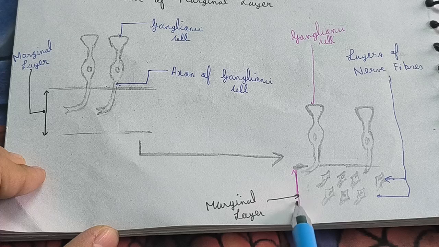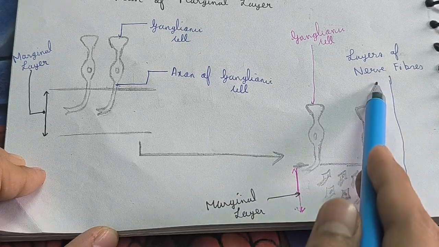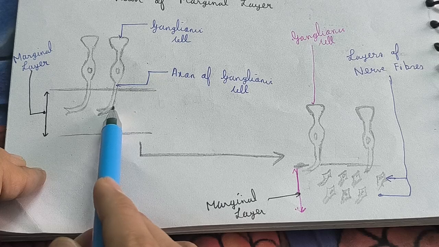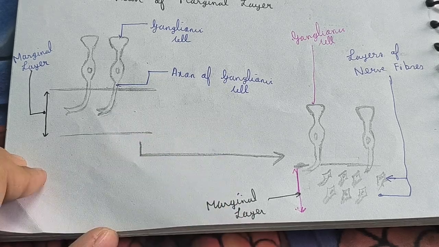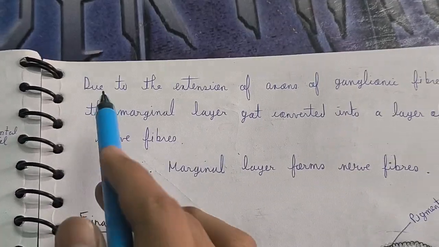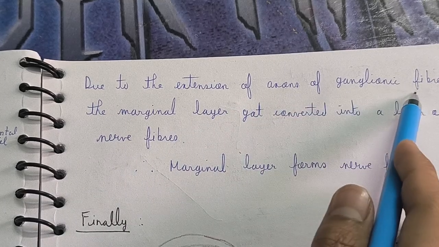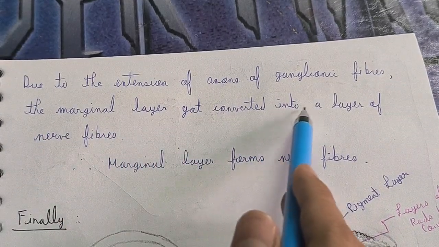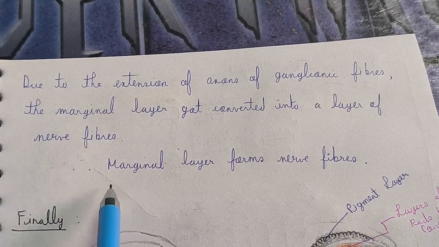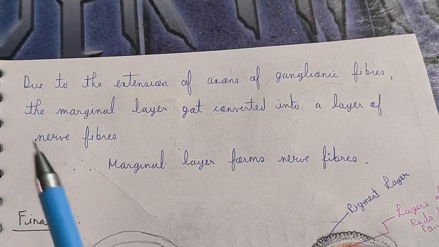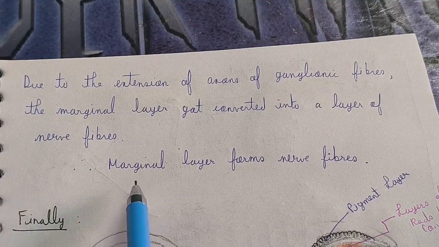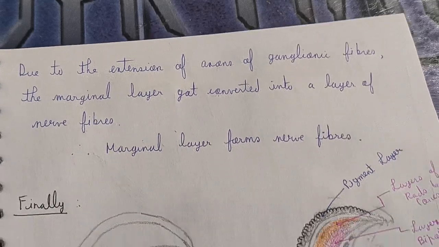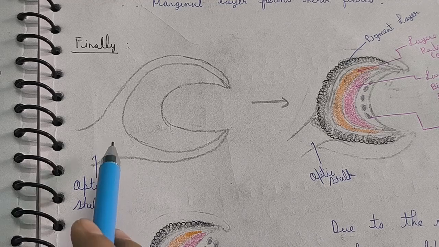So this marginal layer is converted into layers of nerve fibers due to the extension of the axons of the ganglionic cells. Due to the extension of axons of ganglionic fibers, the marginal layer got converted into a layer of nerve fibers. So the derivative of the marginal layer, if you want to know, is that your marginal layer forms nerve fibers. So finally, that is the initial optic stalk.